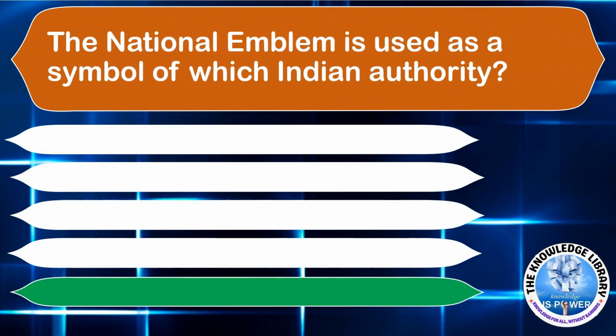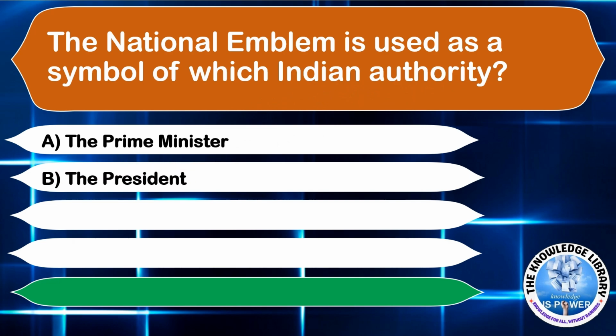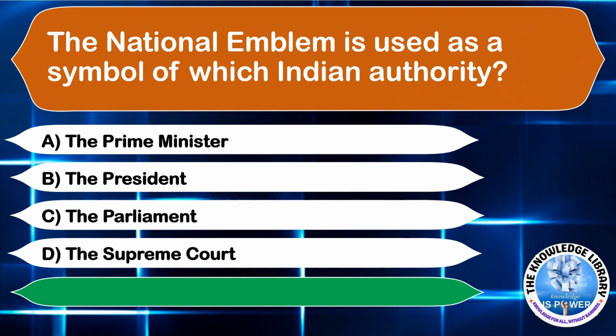The national emblem is used as a symbol of which Indian authority? Option A, the Prime Minister. Option B, the President. Option C, the Parliament. Option D, the Supreme Court. The correct answer is option B, the President. Move to the next question.